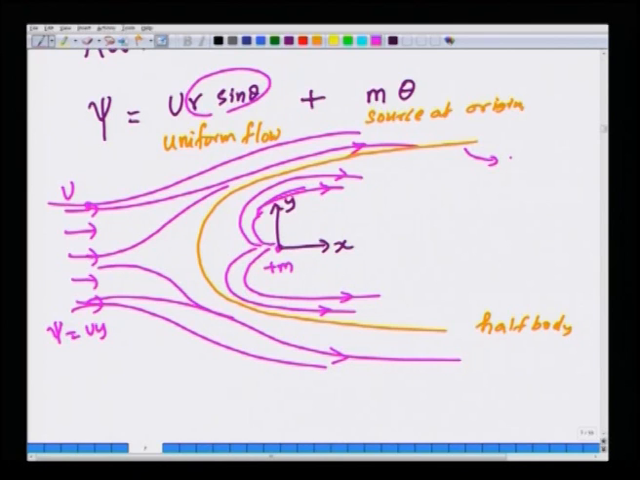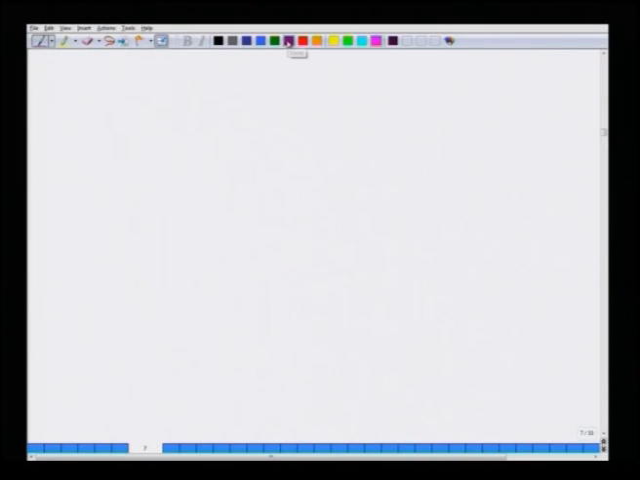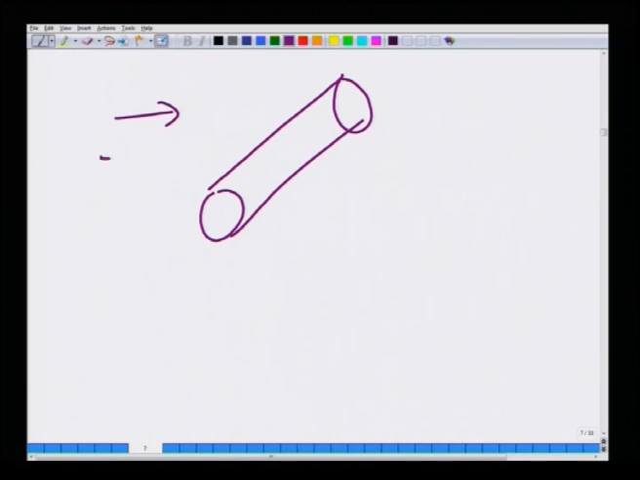Along the same lines, we are now going to understand potential flow past a cylinder. It is a very important problem. Essentially, you have a long circular cylinder, and fluid is flowing like this. So, potential flow past a cylinder.